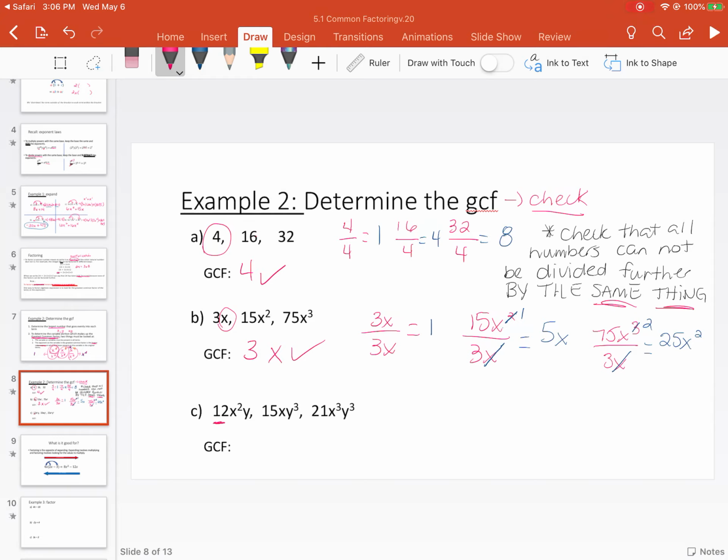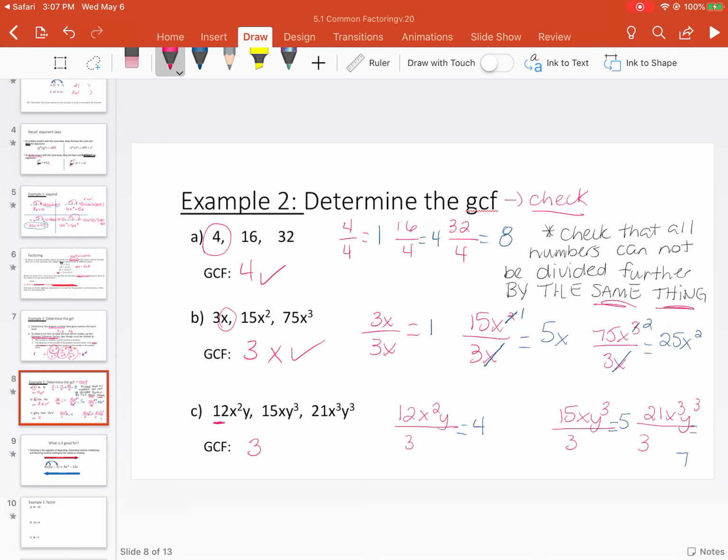Then what's the next number? 3. Does 3 go into 12? Yes. You get 4. Does 3 go into 15? Yes. You get 5. Does 3 go into 21? Yes. You get 7. Okay, so always start with the lowest one. So 3 is going to be our number. And as you go, just kind of check. No big deal. Okay, so 12 divided by 3 is 4. 15 divided by 3 is 5. 21 divided by 3 is 7.